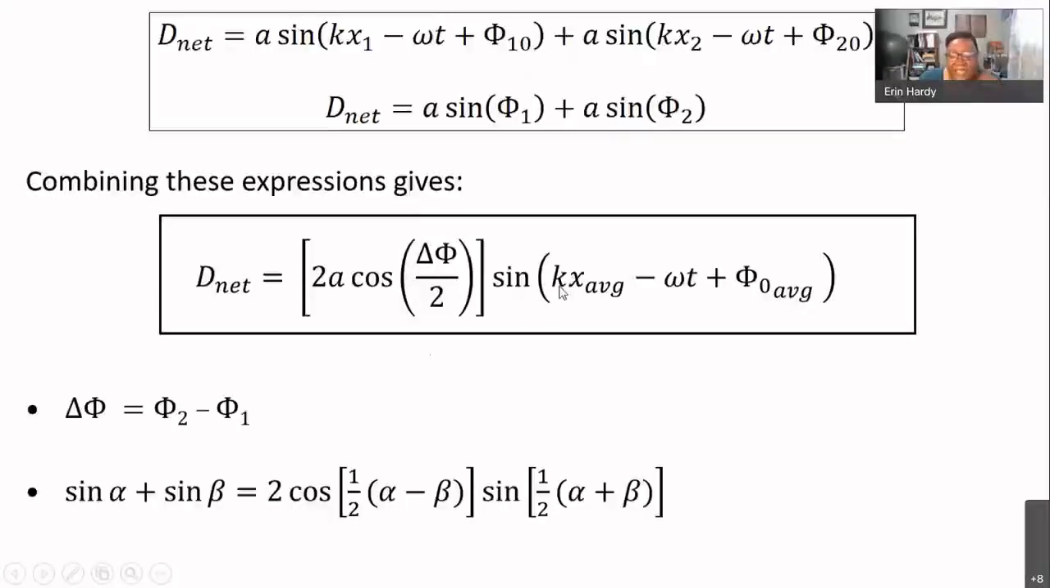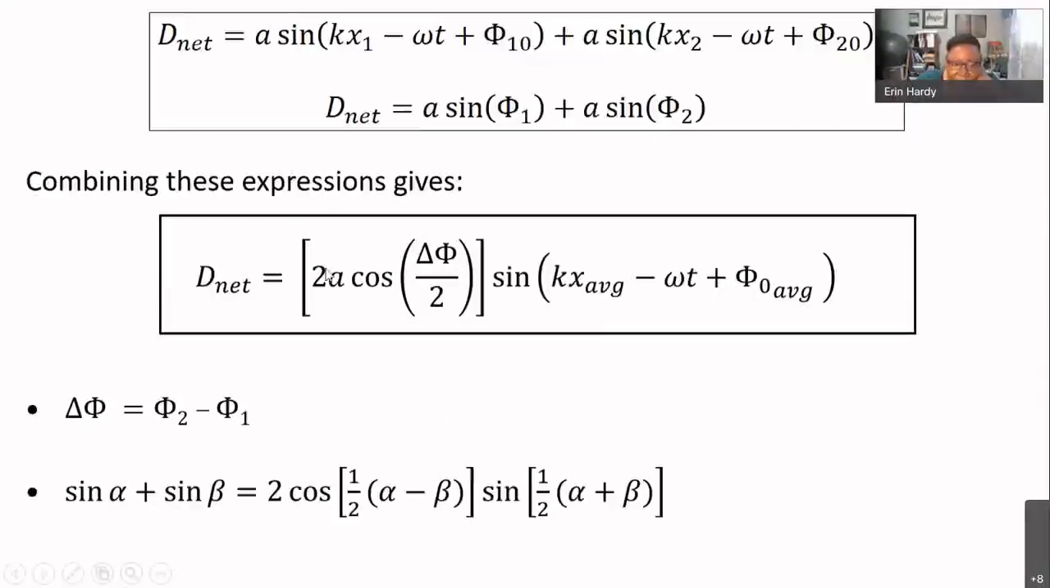Then we have sine k. K is going to be the same for both. Omega is going to be the same for both. T is going to be the same for both because we're still working under the assumption that we're looking at two snapshot graphs that pertain to just one point in time, but the same point in time. So t is equal to 0 for both waves that are propagating, let's say, toward the right. So we have an x average and a phi naught average.